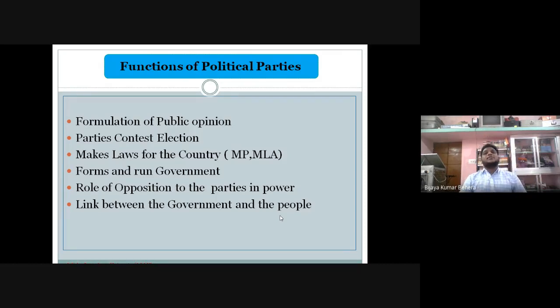The next function of a political party is to act as a bridge between the government and the people. Imagine a situation: on the one hand a government, and on the other hand the people, and there is no link between them. There is no way to communicate, because every person doesn't have that much time or energy to come to the government directly and intimate their own problems.